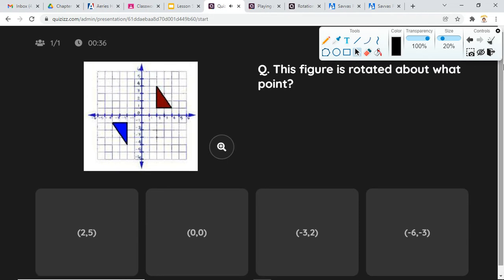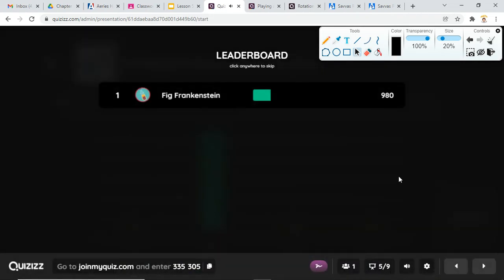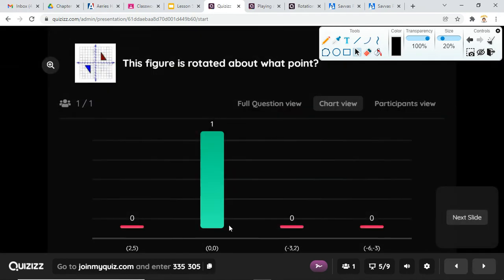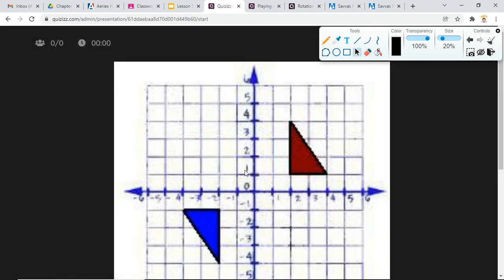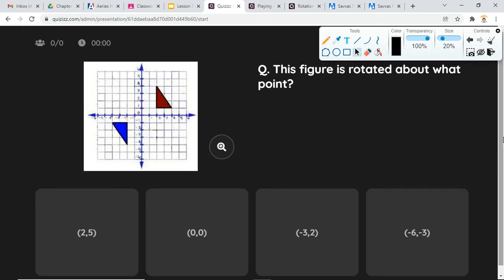Alrighty, hopefully on this one you guys chose the point 0, 0 because that figure was rotated about the origin, right? Remember, I'm telling you the center of rotation is almost always going to be the origin in these problems. So notice how this figure rotated about that point 0, 0 there, right in the middle, okay? All right, let's go on to another question here.